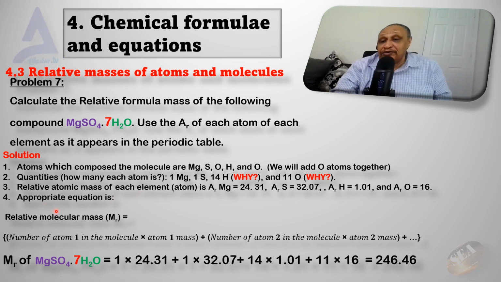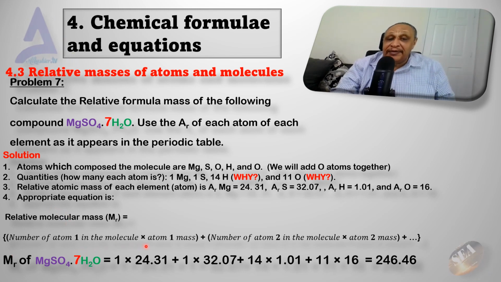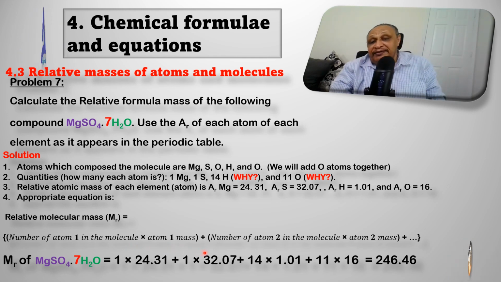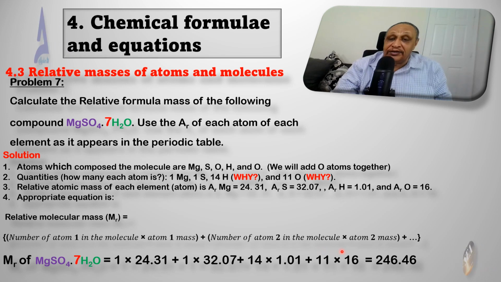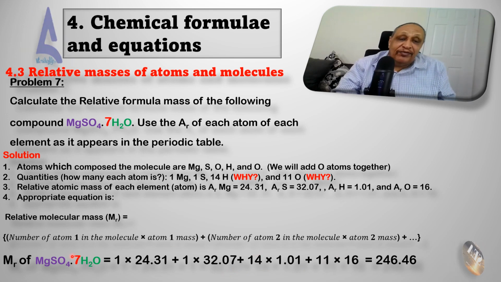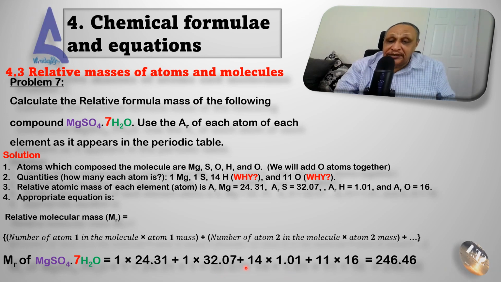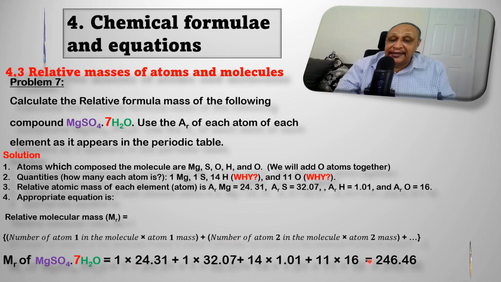After that, I will choose the appropriate equation, which is the number of atom 1 in the molecule multiplied by the atom mass, plus the number of atom 2 in the molecule multiplied by its mass, and so on. And then we try to solve the problem just by compensation. 1 multiplied by 24, 1 multiplied by 32, and then 14 multiplied by 1, and 11 multiplied by 16, doing all these things together, and then at the end I'm going to reach this answer. This is the result.